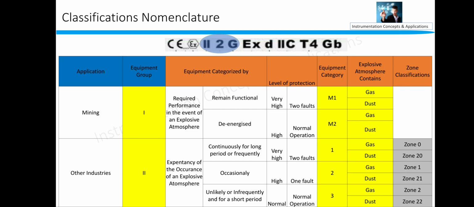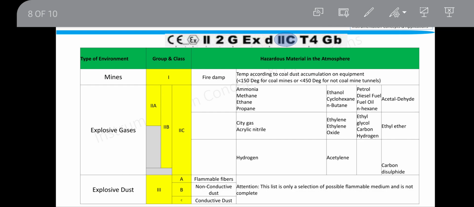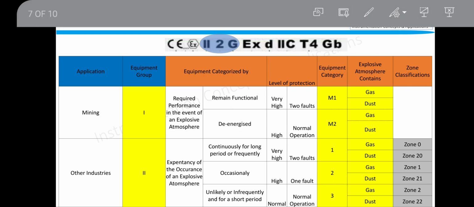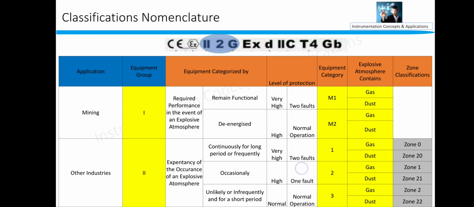Where hazardous chemicals and hazardous gases are there, the equipment group will be the second. The equipment group will be Roman II, and the equipment category will be 1, 2, 3 depending on the level of protection: two faults at a time, one fault at a time, and normal operation. Thus we can define the zone.